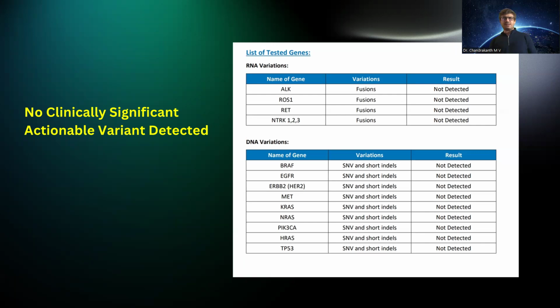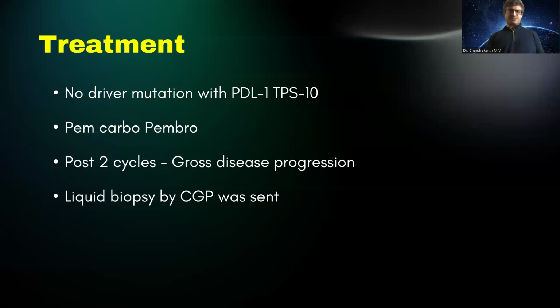What did they look at? They looked at fusions in the RNA, ALK, ROS, RET, NTRK, and they looked at the single nucleotide variation and insertion deletions in the rest. None of them were detected. So the patient, by rule, without a target mutation, with a positive PDL1 should receive a chemoimmunotherapy.